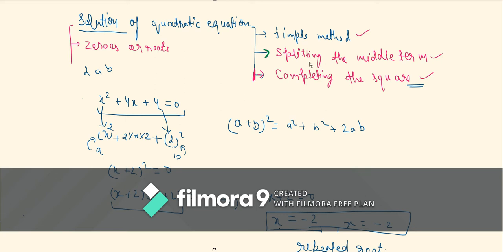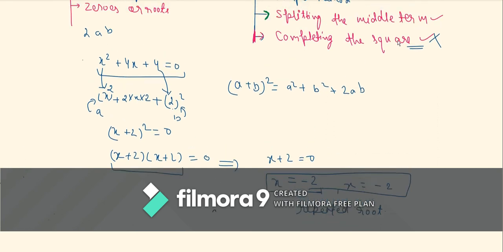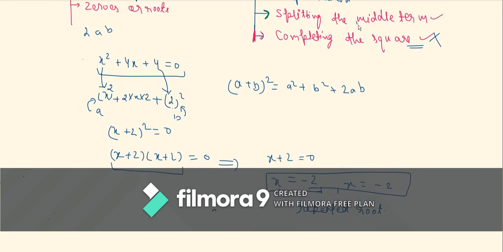So the simple method is a basic approach and you need not worry about it. In your course, splitting the middle term is really very important, because completing the square is right now not in your syllabus. So we will focus on splitting the middle term in a very broad manner. So first of all, I would like to tell you about the middle term.